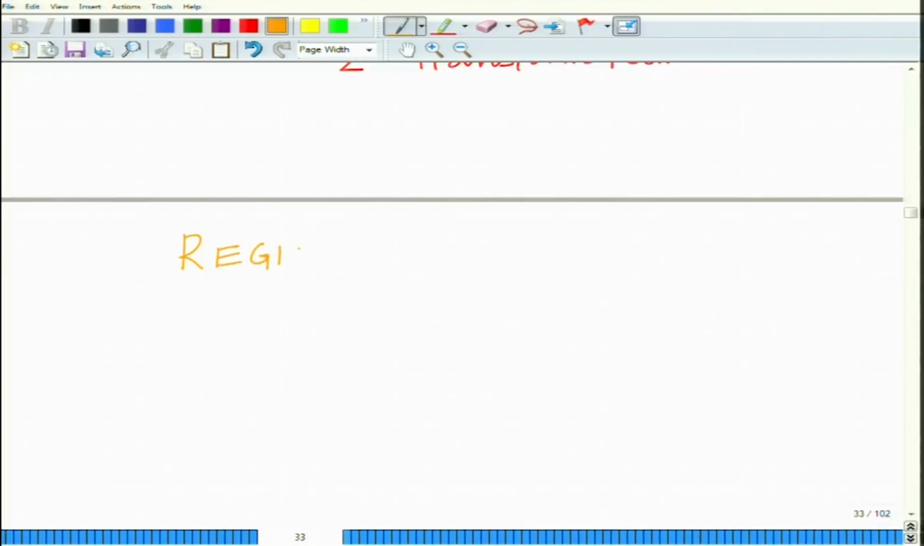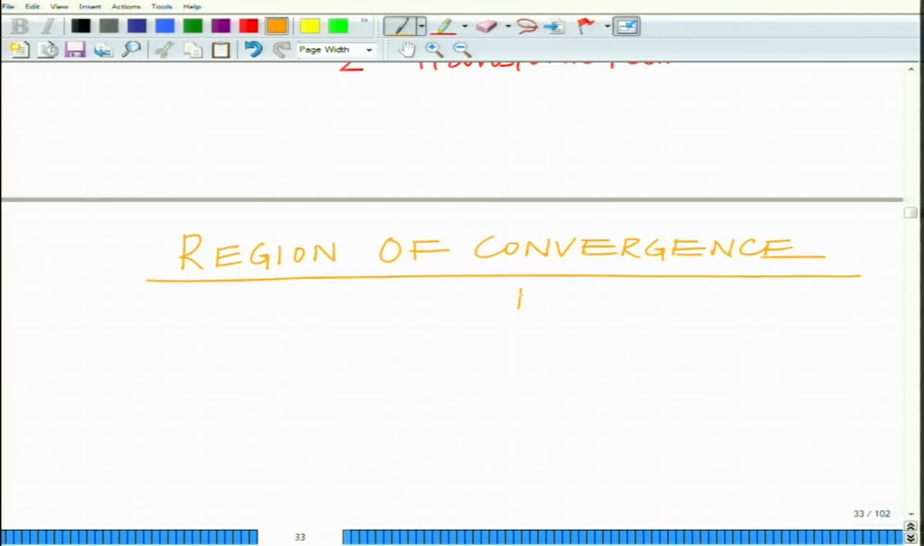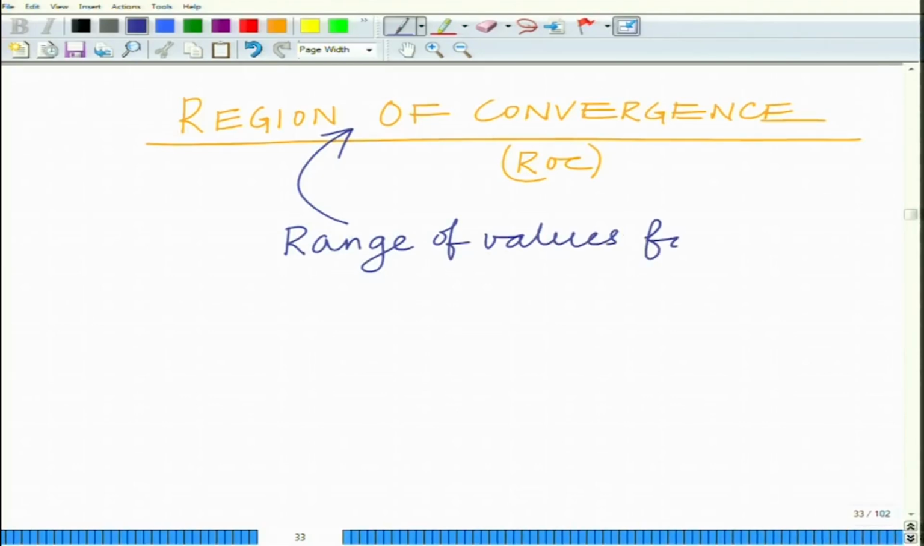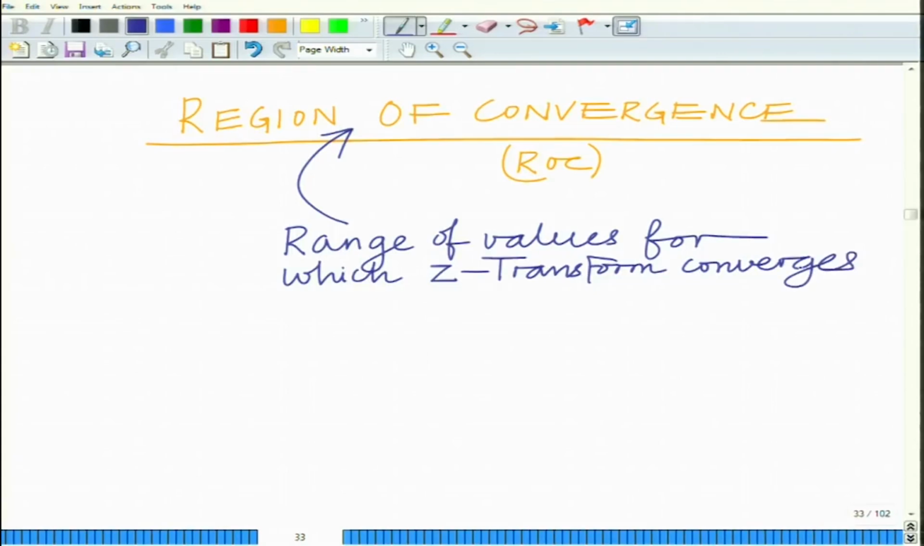The region of convergence, or the ROC, is simply the range of values for which the Z transform converges.